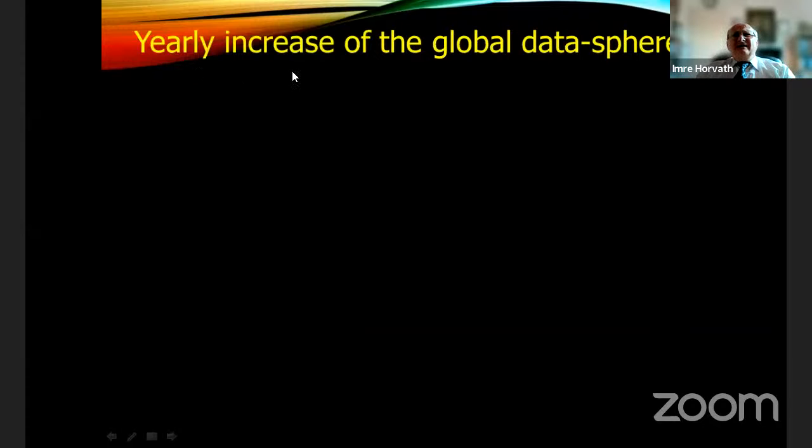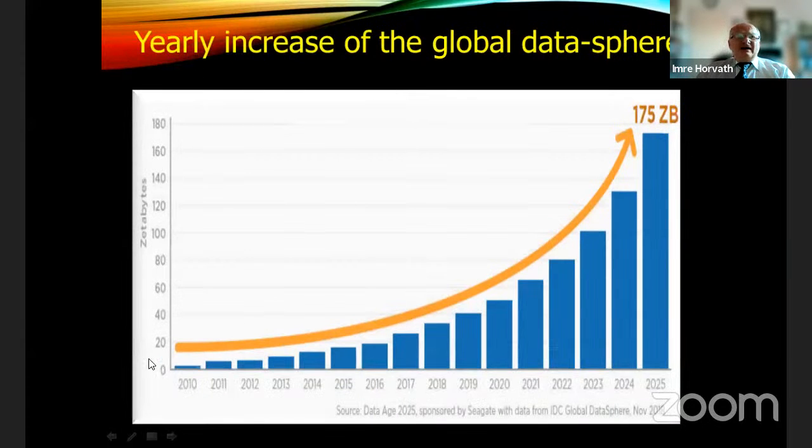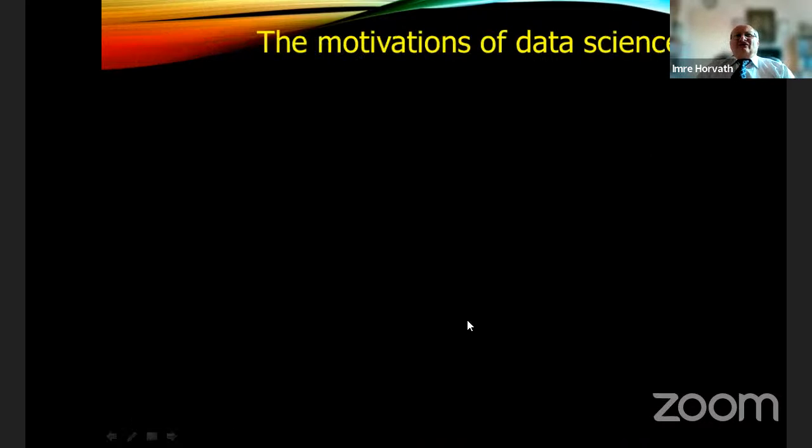So the yearly increase of the global data space is enormous. This particular source, which I referred to several times, forecasts that somewhere before 2025 we reach 175 zettabytes. I tell you frankly, I cannot imagine what it means. For me, a million is already a far value, a billion, but a zettabyte is really a kind of question for me.